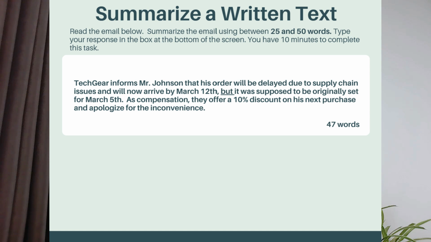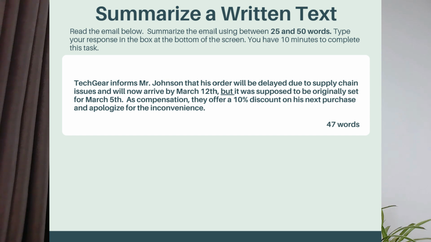It says, "Tech Gear informs Mr. Johnson that his order will be delayed due to supply chain issues and will now arrive by March 12th, but it was supposed to be originally set for March 5th." I actually have 2 coordinating conjunctions in there, the "and" and "but." You can see it's the main idea plus supporting idea 1 and supporting idea 2.